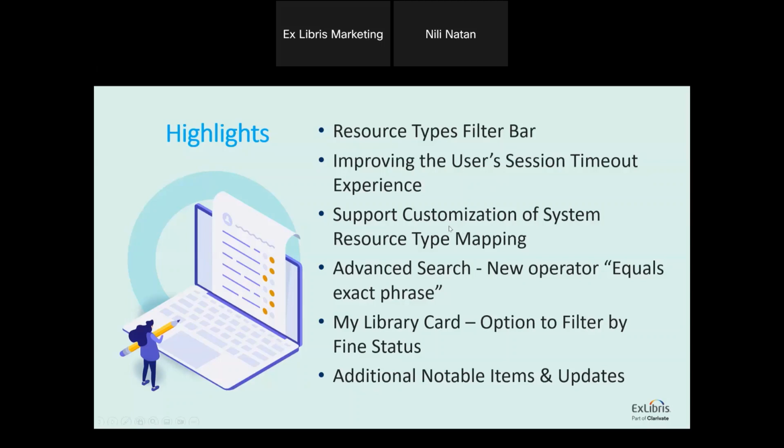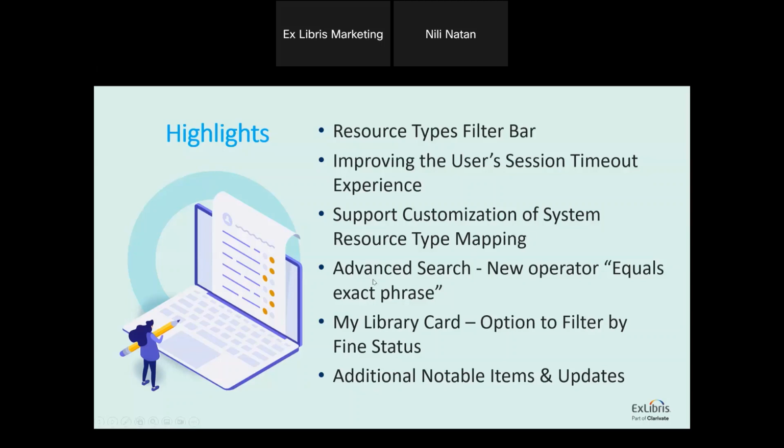In addition, in Primo VE, we are also providing more options and flexibility to define the mapping of a system resource type. So far, we allowed for local resource type customization, and now we are opening also the mapping for system resource type. I will try to explain the approach and give an example of how this can be achieved.